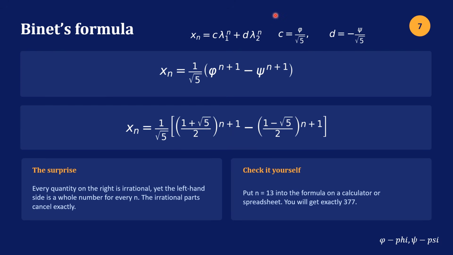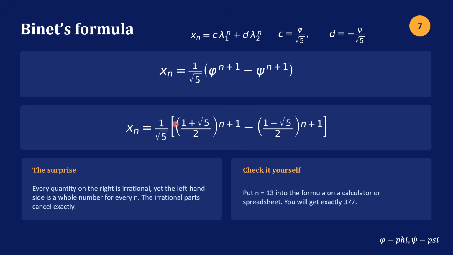The last step is to plug our values for c and d back into this here. So we put in c, d here, then lambda 1 was phi, and lambda 2 was psi. Just to remind you here, the Greek letters, the pronunciation, I forget myself, so I wrote it down here. And then you get x sub n equals this here. And then we can actually plug what phi and psi are into here. And that's our general solution.